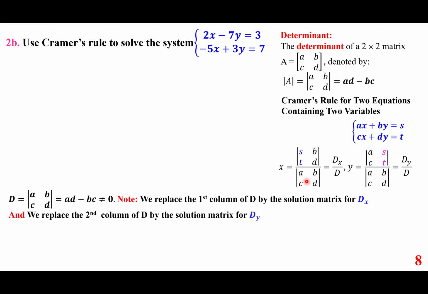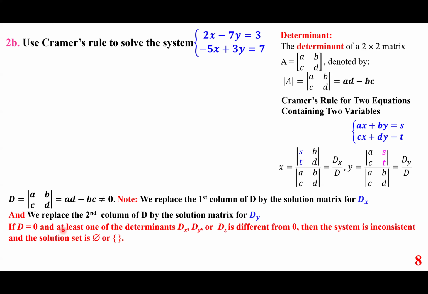So D, the denominator, is the determinant of the coefficient matrix ABCD, and it's AD minus BC. It can't be zero because you're dividing by it. Note, we replace the first column of D by the solution matrix to get D sub X, and we replace the second column of D by the solution matrix to get D sub Y. That's how we get the numerator.